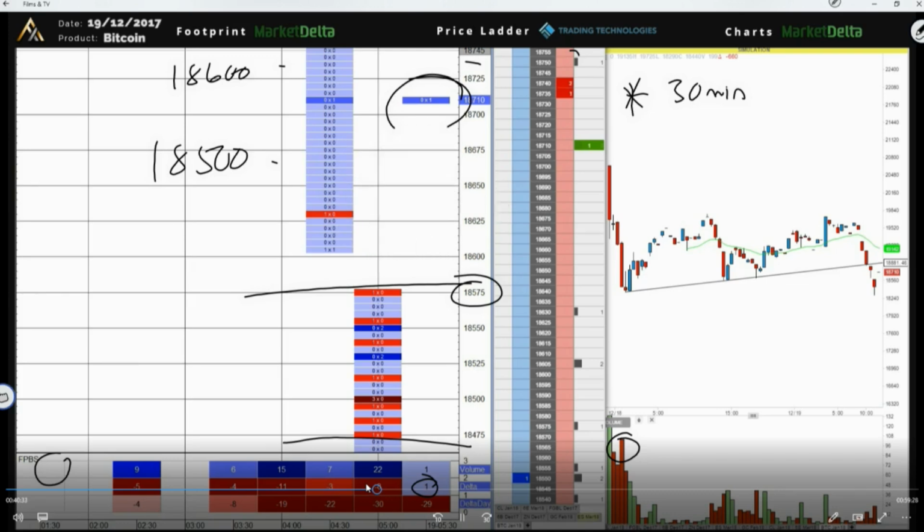Now let's see what happens once he buys that market. Let's see how the market responds to this. Okay, so bear in mind, prices are substantially higher. We've just drifted in a significant amount higher.